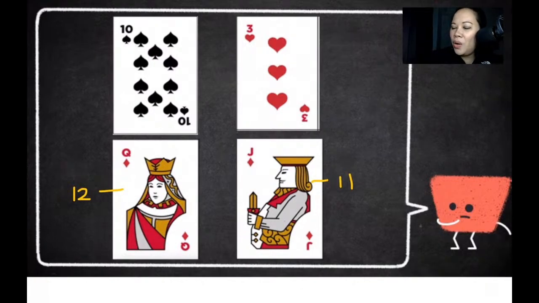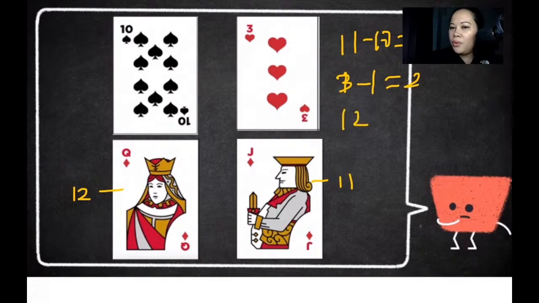Wow, Punini, okay. 11 minus 10 is 1. Okay, 1. 3 minus 1 is 2. And then 12 times 2 is 24. 10 minus 3 is 7. 7 plus 11 is 18. 18. Oh, that's too much, Mahablanca.